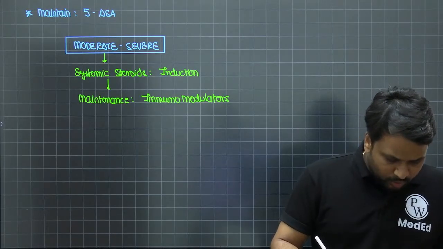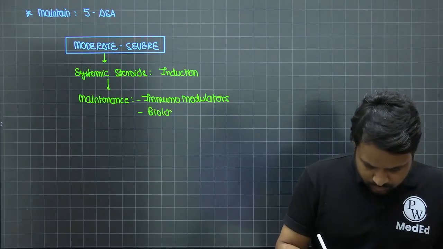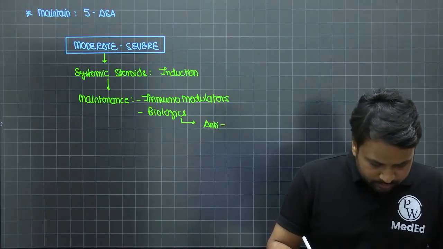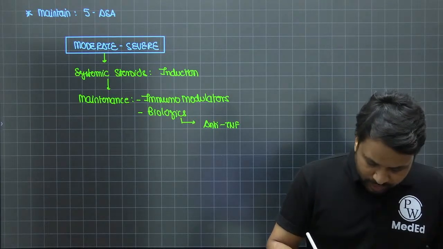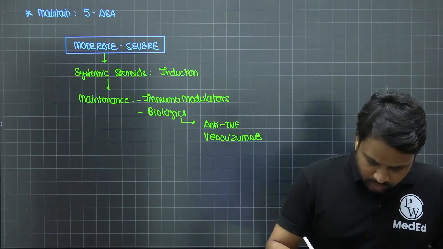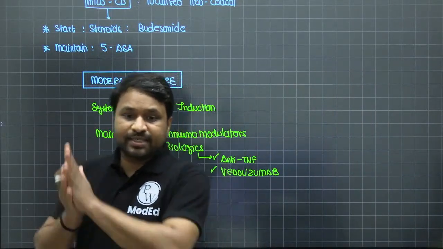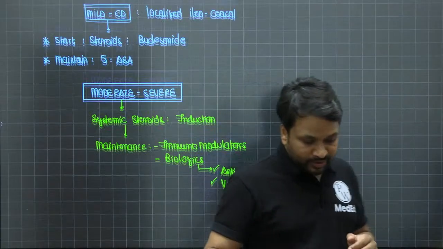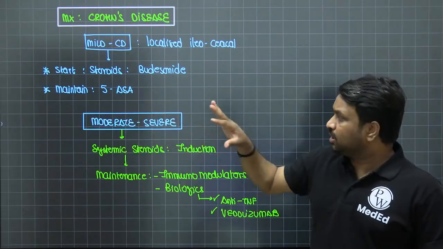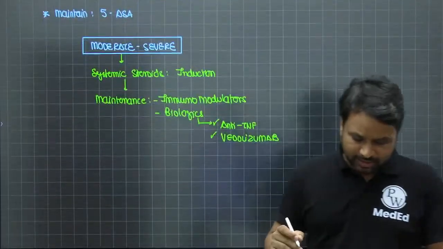Along with immunomodulators, you also have the biological agents. In the biological agents, the one I would like to prefer is your anti-TNF factor. Then you have vedolizumab. All these can be taken into consideration, right? Surgery in Crohn's disease is always a last resort. We do not prefer it. So in mild disease, you start budesonide and put the patient on maintenance of 5-ASA. In moderate to severe disease, you give systemic steroids for induction, then put the maintenance on immunomodulators or biological agents.